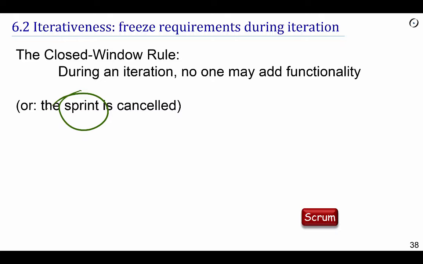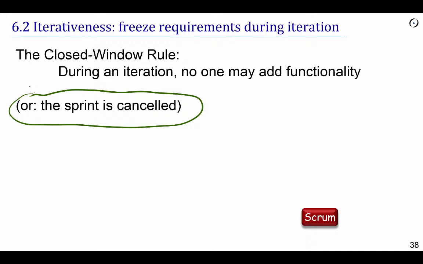Now, in some cases, a new functionality really is crucial to react to competition, to react to the needs of an important customer. So then there's an escape mechanism, what we would call an exception in programming, but it's rather extreme. We cancel the sprint and we restart a new sprint with a new task list. So it's possible to do this, but of course it's sufficiently drastic that people think twice about going into that solution.